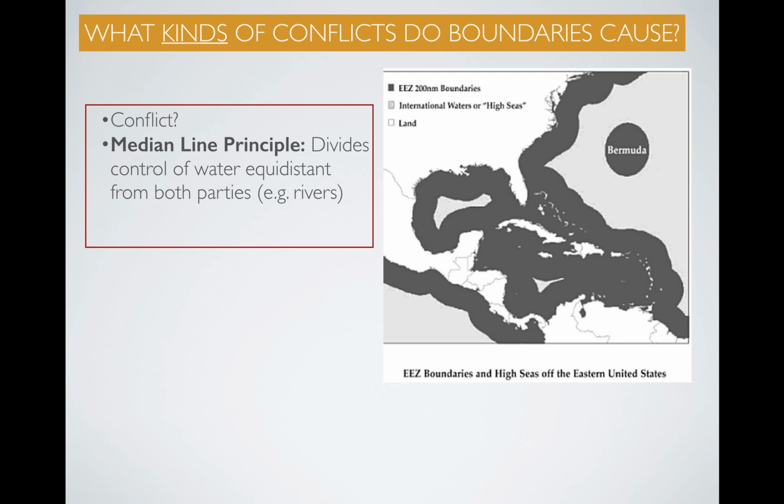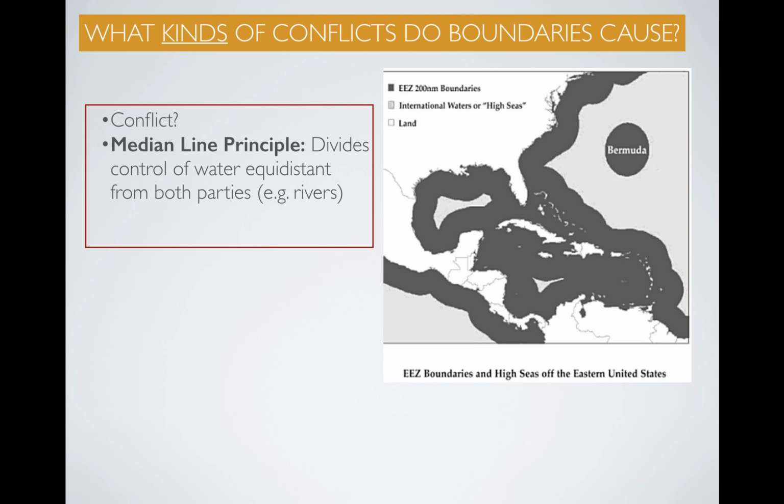So wherever the line is drawn, the exclusive economic zone is equidistant from both, let's say in this example, Mexico and the United States. So quite simply, you divide it in half. That's kind of the concept of the median line principle.